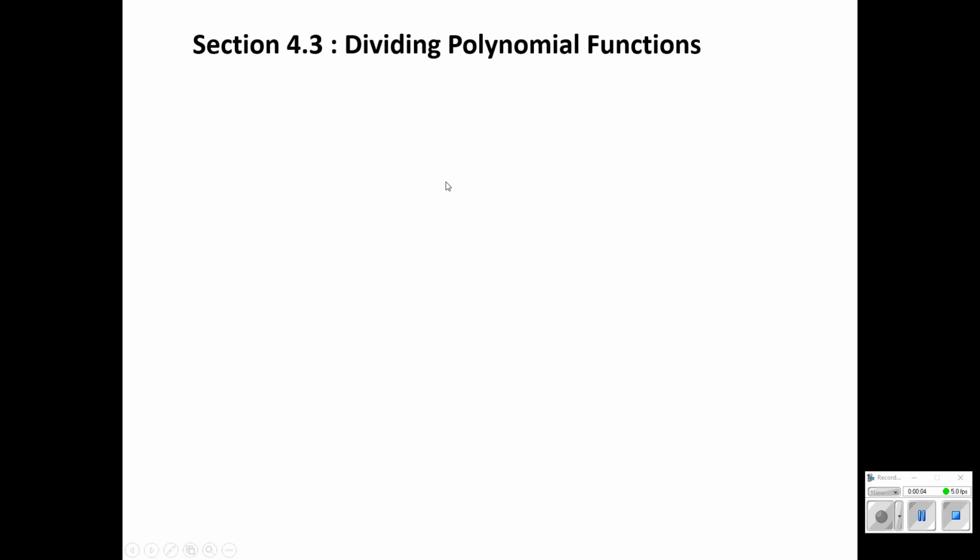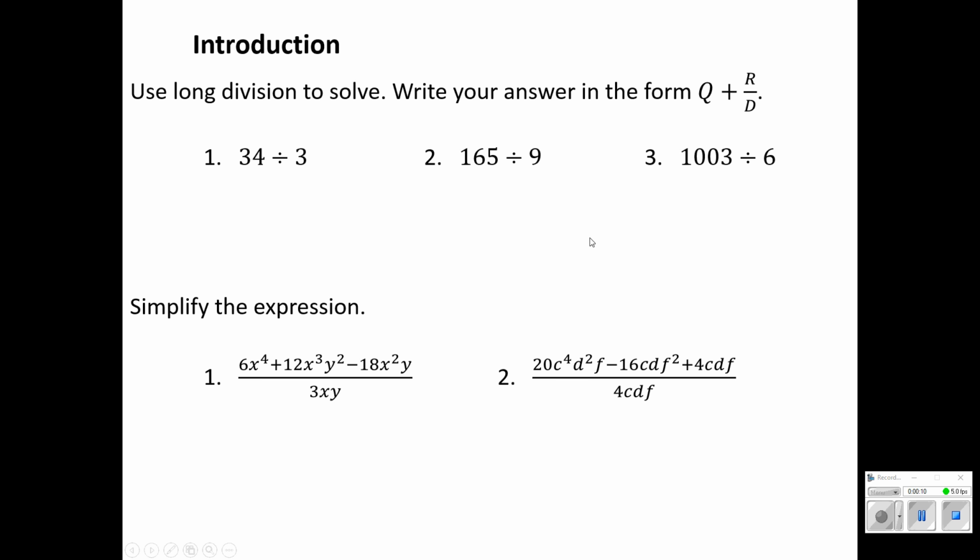Welcome to Algebra 2. We've got section 4.3, dividing polynomial functions, today. All right, so for our introduction, dividing polynomials is really very little different from dividing numbers. But in order to get a true sense of this, what we need to do first of all is revisit long division. So this is from your third grade classroom.